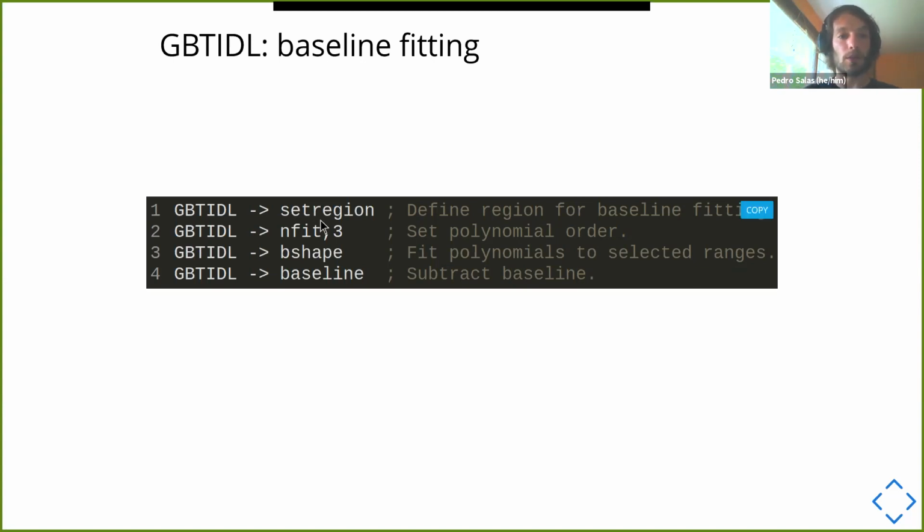So in this example, once you bring up a spectra and do set region, it will ask you where you want to do the baseline fitting. Then you can set the polynomial order. Then if you do V-shape, it will fit the polynomial. And then when you do baseline, it will actually subtract it. And we will go through this in a real example in a minute.